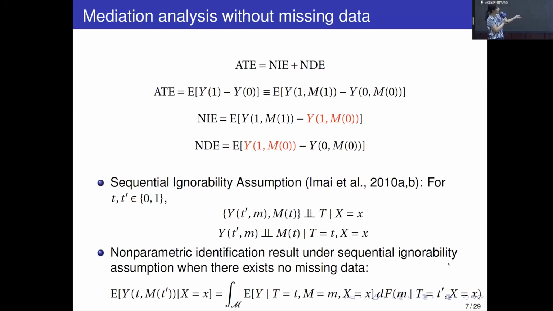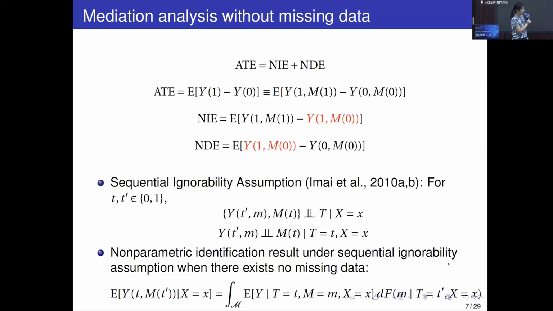And you can see that this potential outcome in red is never observable, and between Y_1(M_1) and Y_0(M_0), one is observable. So essentially, we are dealing with a missing data problem. And we know that when you don't have missing data, the sequential ignorability assumption gives us the identification of the NIE and NDE, and this is the non-parametric identification result.